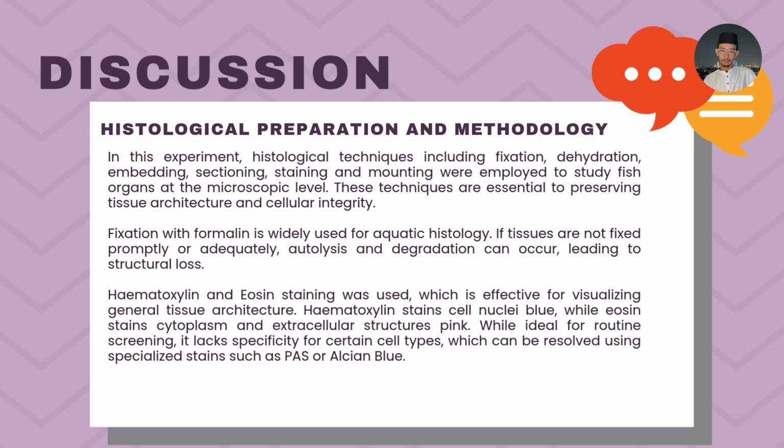Hematoxylin and eosin staining was used, which is effective for visualizing general tissue architecture. Hematoxylin stains cell nuclei blue, while eosin stains cytoplasm and extracellular structures pink. While ideal for routine scanning, it lacks specificity for certain cell types, which can be resolved using specialized stains such as PAS or Alcian blue.